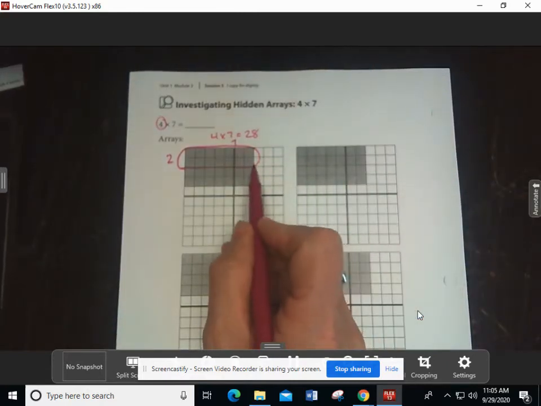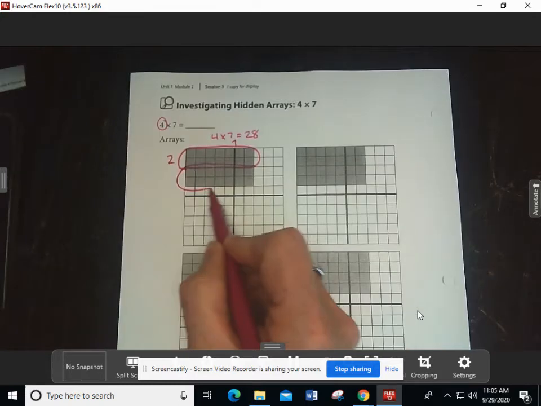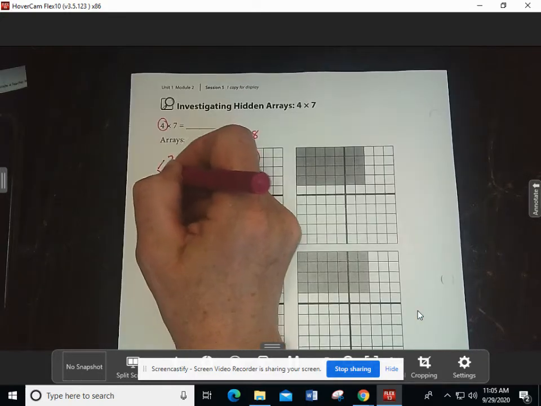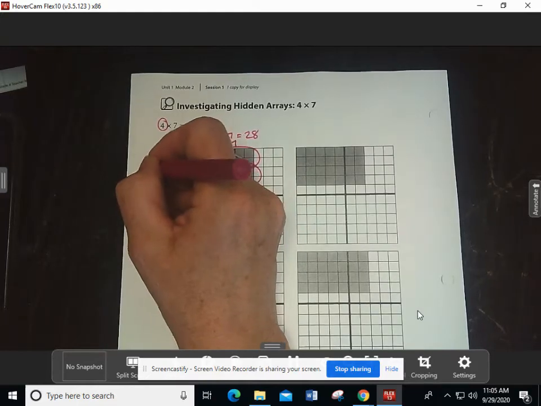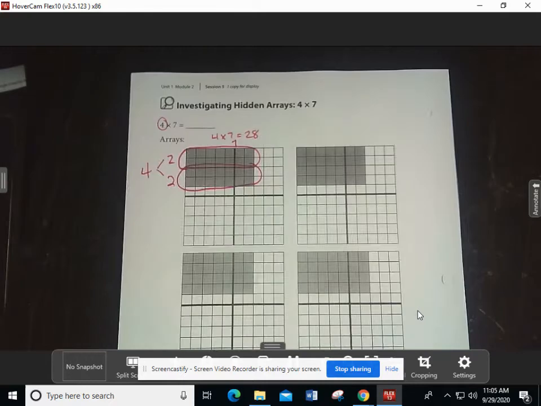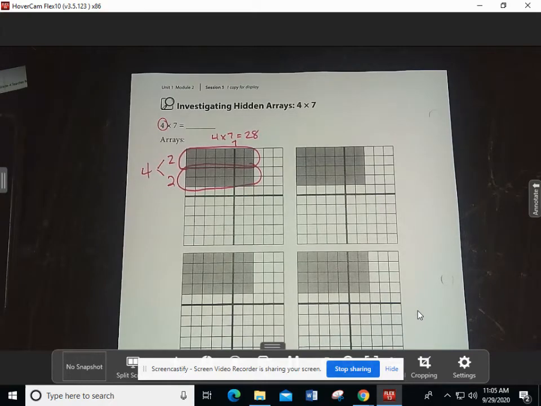And then I can circle this part again. And I have another 2 by 7. And we know that 2 plus 2 is 4. So when we multiply by 2's, what do we call that? Starts with a D. When we multiply by 2's, what do we call that? Kiona? Good try. Reese? Doubling, okay. A bunch of hands went down.